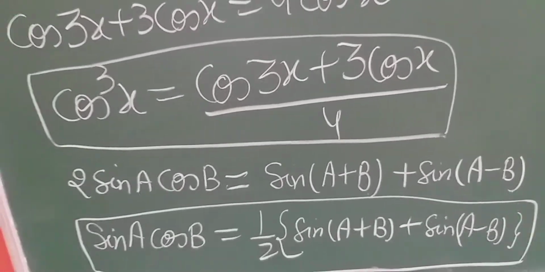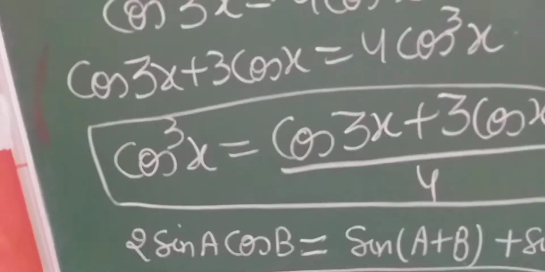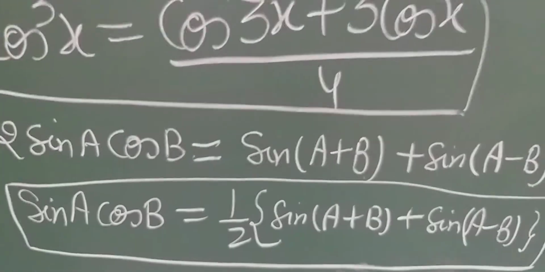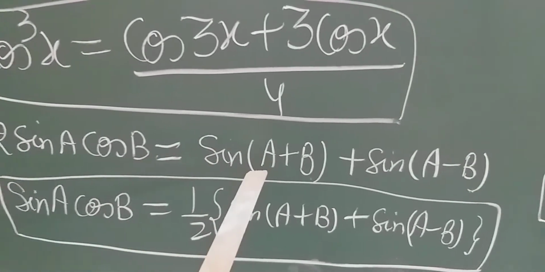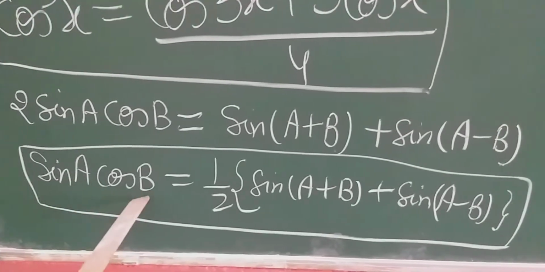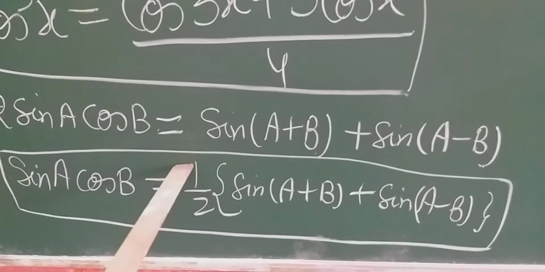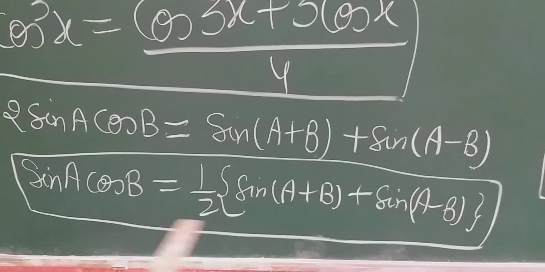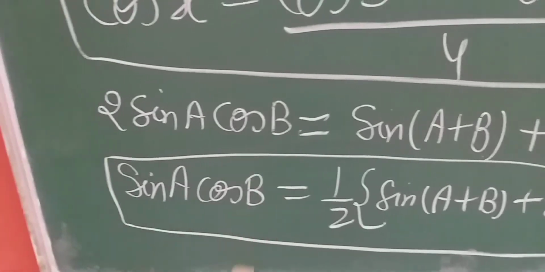Now students, the formula of 2 sin A cos B. When sin and cos are given in the form of product, then we have to use this identity: 2 sin A cos B equals sin(A plus B) plus sin(A minus B). So sin A cos B equals 1 upon 2 into (sin(A plus B) plus sin(A minus B)). This formula will be used when sin and cos are given in the form of product.